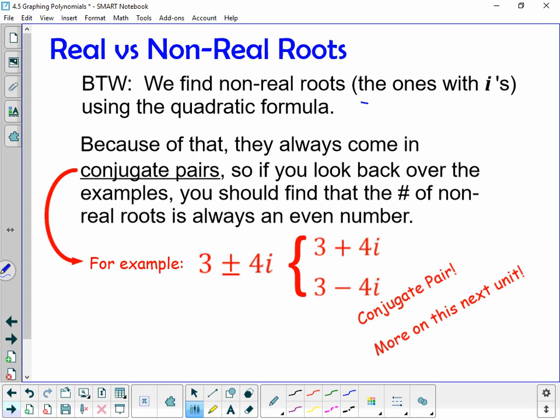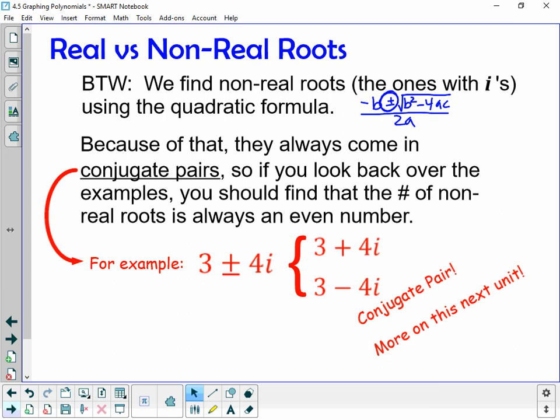So remember, the quadratic formula gives us these solutions: negative b plus or minus square root of b squared minus 4ac over 2a. It's that plus or minus that causes these to be coming in pairs. So for example, if you had a root of 3 plus i, you would also have a root of 3 minus i. Anyway, the point of that is that we will get into this later, next unit.